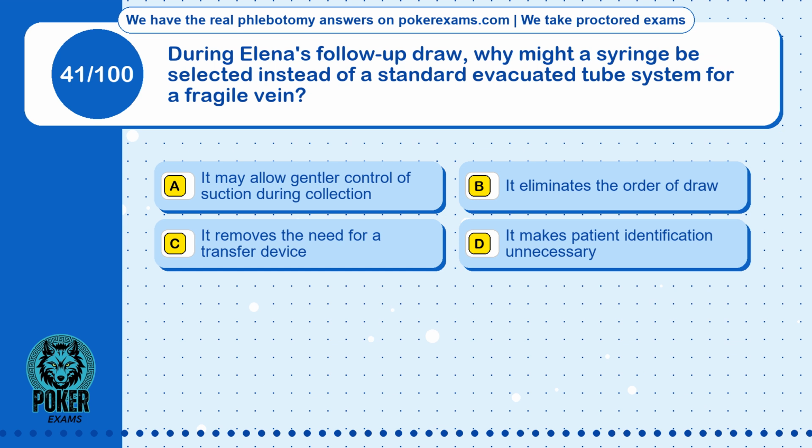Question 41. During Elena's follow-up draw, why might a syringe be selected instead of a standard evacuated tube system for a fragile vein? Option A. It may allow gentler control of suction during collection. Option B. It eliminates the order of draw. Option C. It removes the need for a transfer device. Option D. It makes patient identification unnecessary.